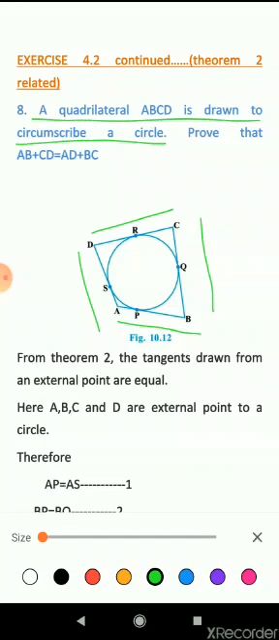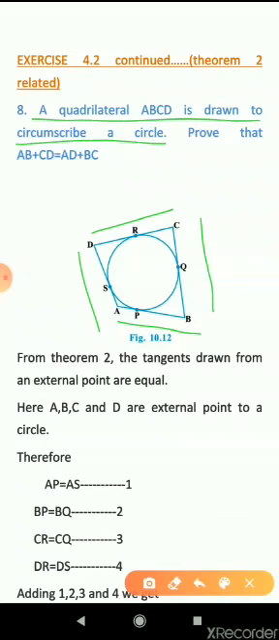So, as you know, directly let us go here. Observe this from theorem 2. Here just write what the data is. What is the data? A quadrilateral ABCD is drawn to circumscribe a circle. And to prove: AB plus CD is equal to AD plus BC. Now observe the proof here.